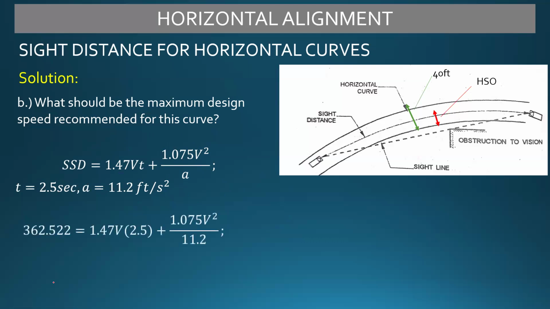So substitute: 362.522 equals 1.47 V times 2.5 seconds plus 1.075 V squared over 11.2. We are looking for our design speed. Solving for V, you will get 45.226 mph. So that is the design speed on this curve due to the obstruction.